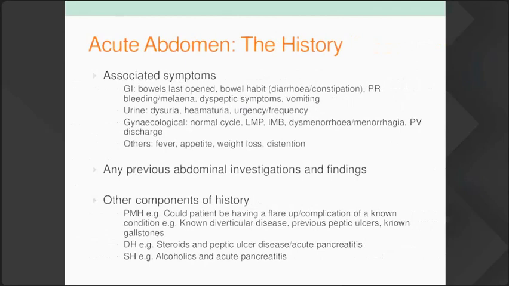Associated history related to the GI tract may be related to bowel: last opened, last surgery, bowel habit, diarrhea, constipation, bleeding per rectum, melena, and dyspepsia. Other causes may be gynae causes, or other symptoms like fever, appetite, weight loss, or distension.